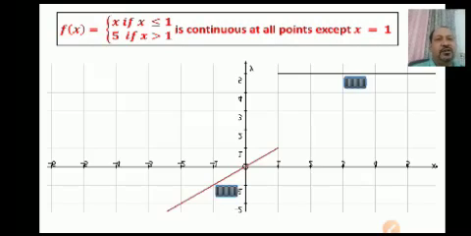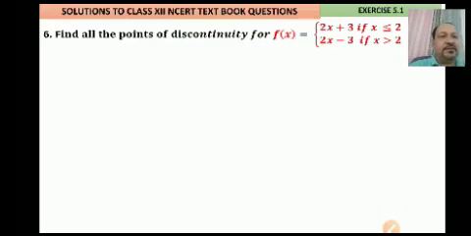Now you can observe the graph of this function also. At x equal to 1, the graph breaks; the line is broken at x equal to 1. The graph is not continuous. Find all the points of discontinuity.